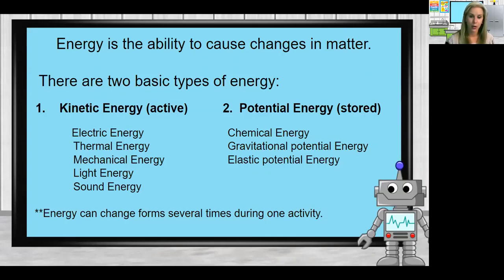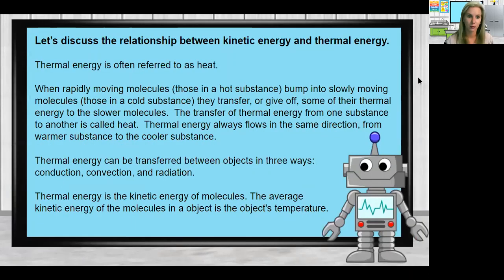Under each one, I gave a list of examples. For kinetic energy, one type is electric energy. Another type is thermal energy, mechanical energy, light energy, and sound energy. For potential energy, you have chemical energy, gravitational potential energy, and elastic potential energy. We're going to elaborate specifically on thermal energy for this particular standard, since that's what it asks for.